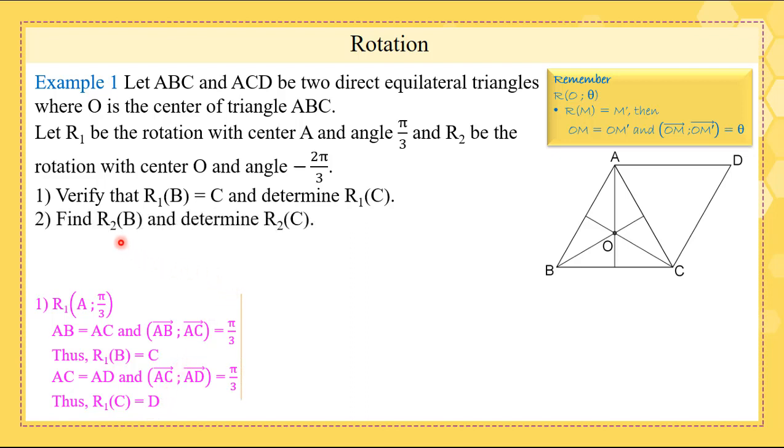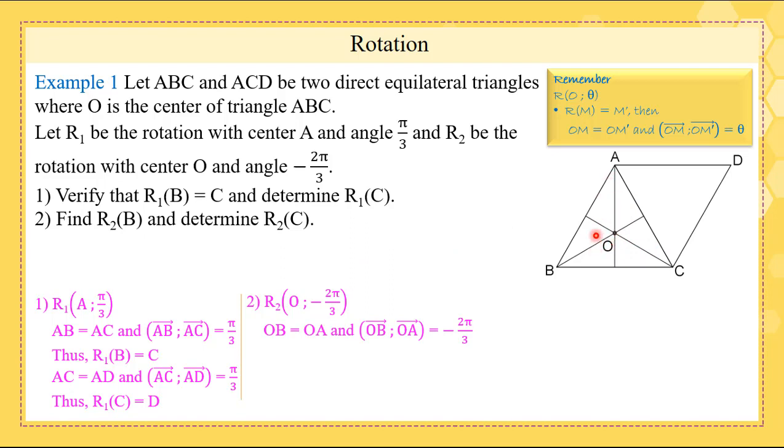Now part 2, find R2 of B and determine R2 of C. Here R2 is a rotation of center O and angle minus 2 pi over 3. In order to determine R2 of B, let us start with the point which is the center of R2, which is O. Now here, according to this figure, we have OB is equal to OA.